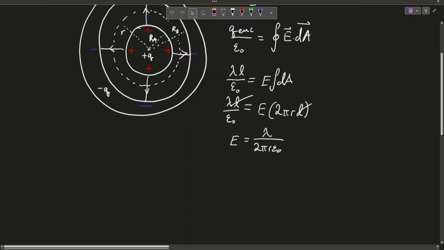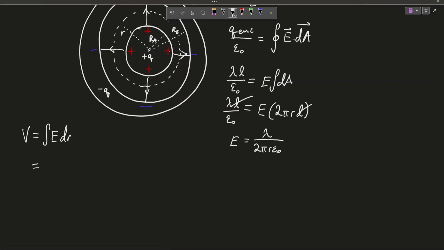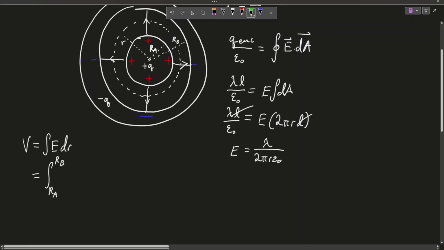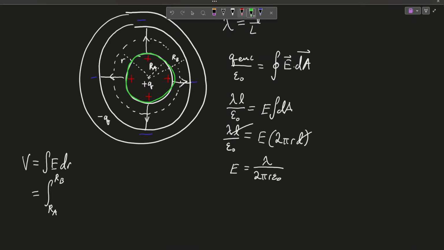Alright, that's a good start, but now we want to find the voltage between the two plates of our capacitor. So just as before, we're going to take V is equal to the integral of E dr, and we'll plug in our E inside our integration bounds, going from RA to RB, where RA is just the radius of this inner circle here, and RB is the radius of this circle here.